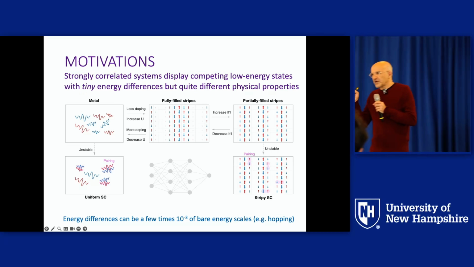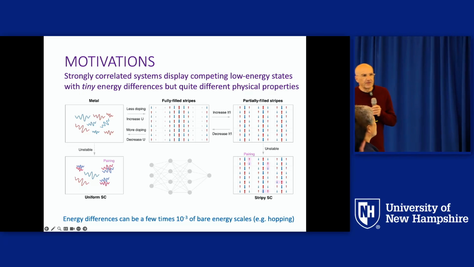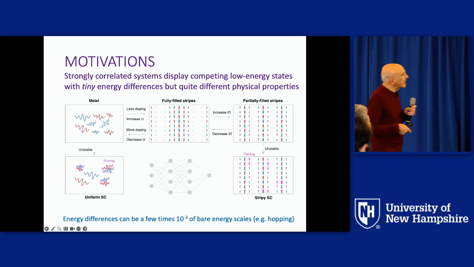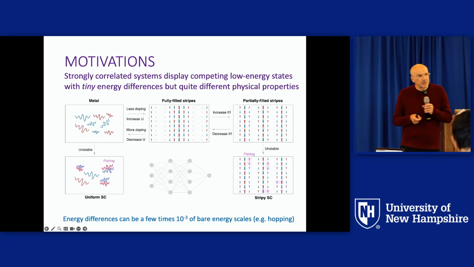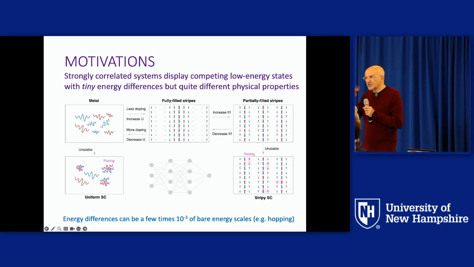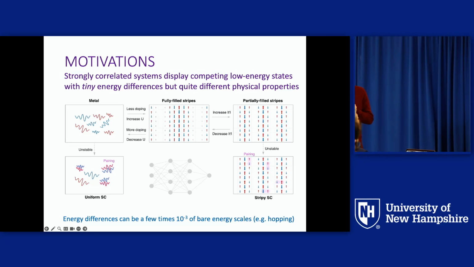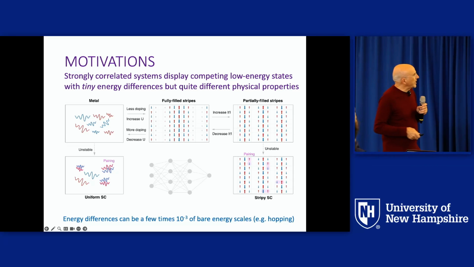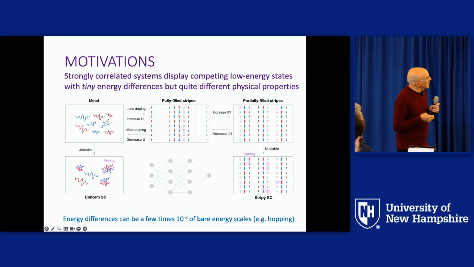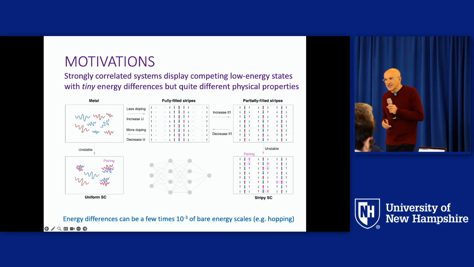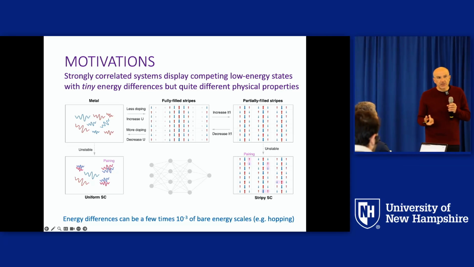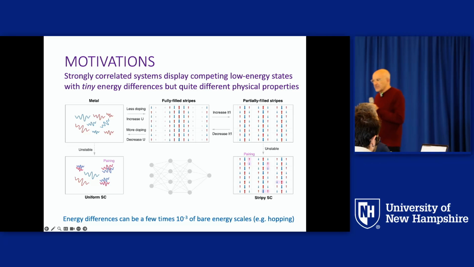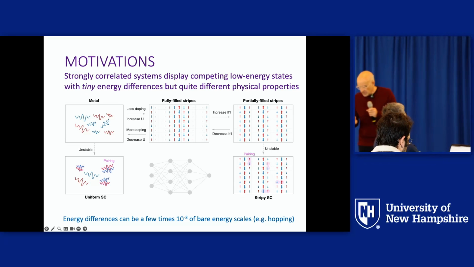But from the materials science point of view, this is also an opportunity because it means that you can control these materials with small perturbations. This is used, for example, in femtosecond probe experiments to switch materials from one state to the other with relatively small perturbations. But from the computational point of view, this is a real challenge. The energy differences between competing states can be as low as 1 in 1,000 of the bare energy scales, namely the hopping in a typical Hubbard model.